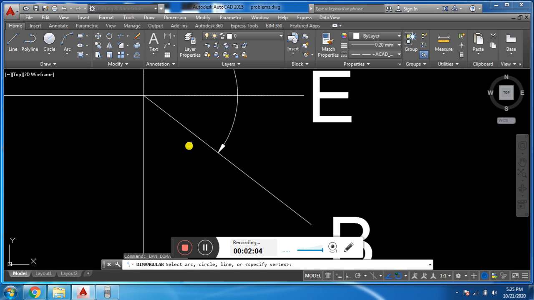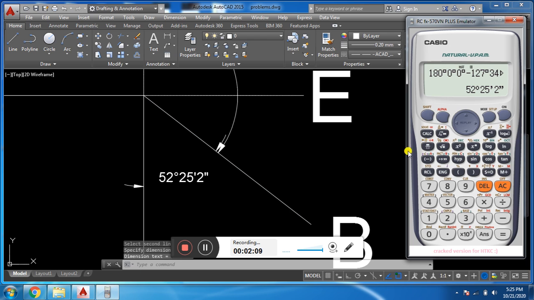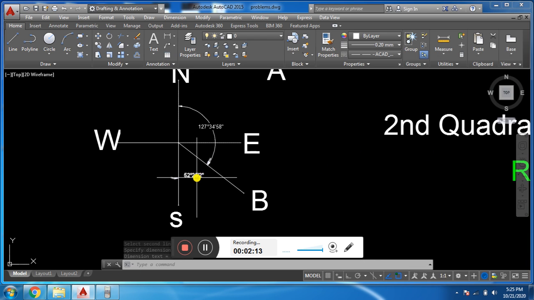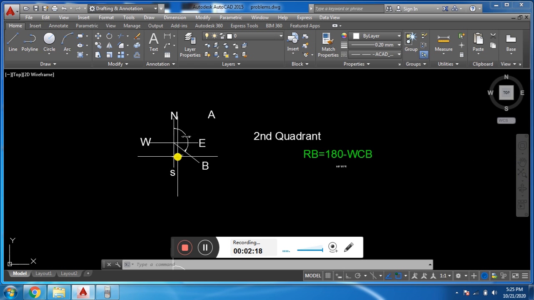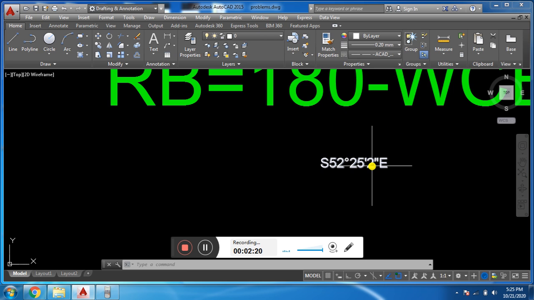Now we will find the reduced bearing in AutoCAD. The result is the same by formula and by AutoCAD. We write this reduced bearing in the second quadrant like this: from south to east, south bearing east.